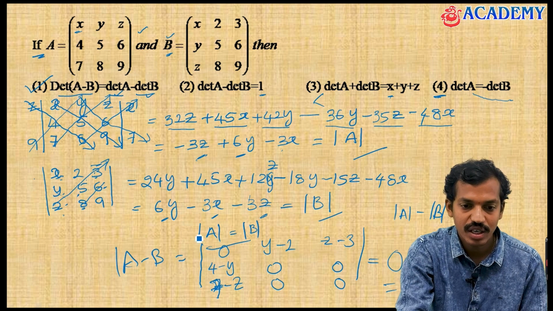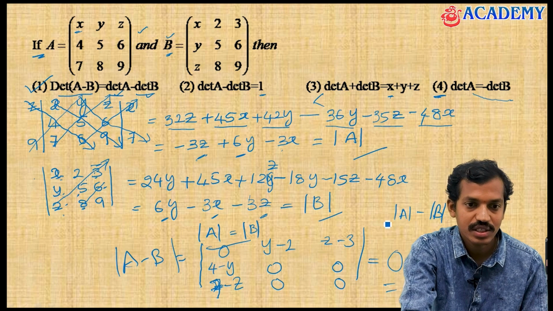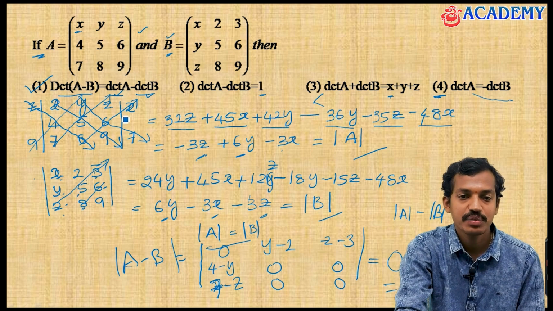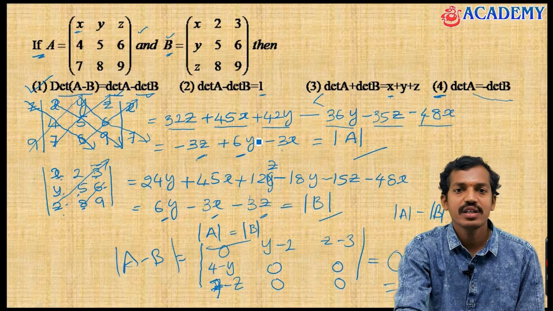Determinant of A minus B is 0. So this satisfying condition, that is the first option, is going to be your right answer. Let's move to the other problem.